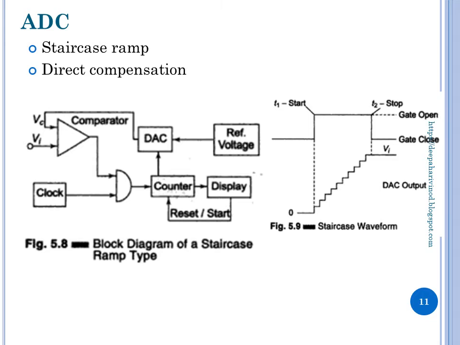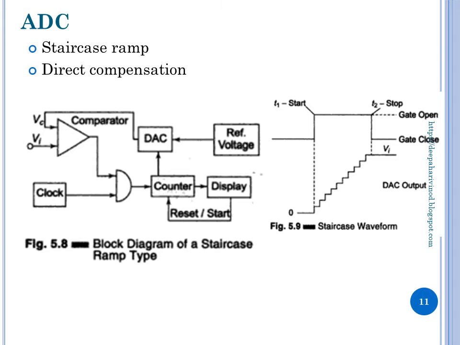A simple compensation type is staircase ramp. That is, the input signal is compared with the internally generated voltage, which is increased step by step from 0. So when the number of steps needed to reach full compensation is counted, a simple compensation type is called staircase ramp.